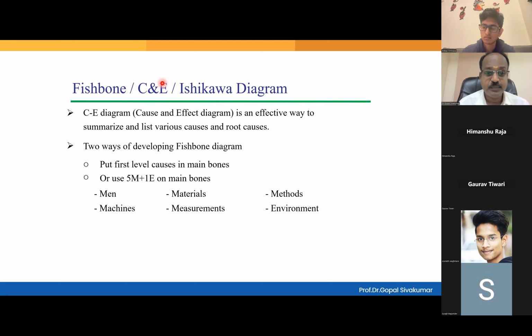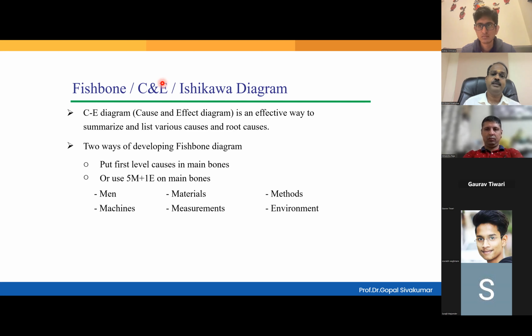There are certain beautiful tools which can help you to generate solutions. They are nothing but brainstorming only. But people give different names, because the purpose is different. But ultimately, all of them are brainstorming. Sometimes they call it critical thinking. Sometimes they call it nominal group technique. Sometimes they call it six hat thinking.